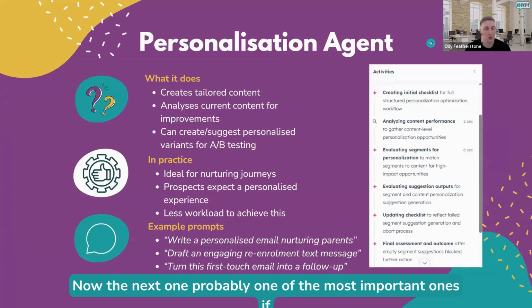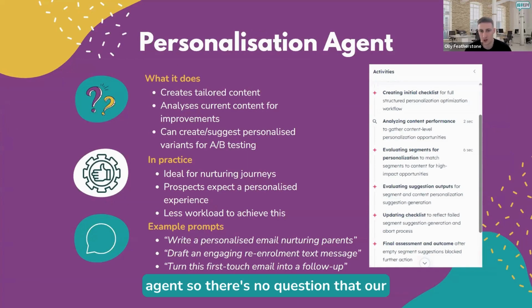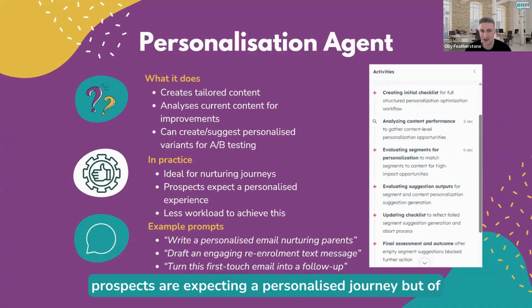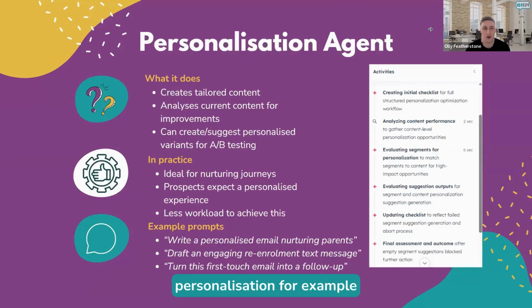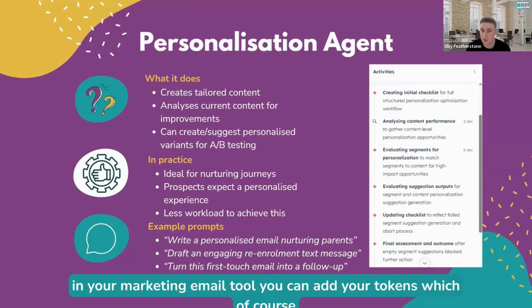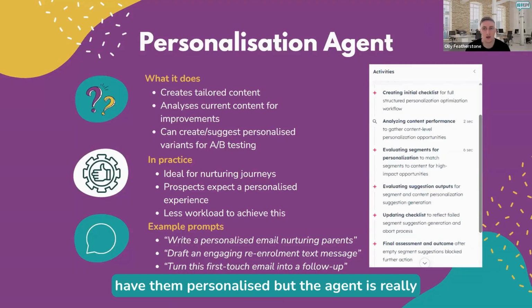Now, the next one, probably one of the most important ones if you're a marketer, is going to be the personalization agent. There's no question that our prospects are expecting a personalized journey, but of course, personalization is something that takes time if you're doing it manually. HubSpot does help in areas with that personalization. For example, in your marketing email tool, you can add your tokens, which means you can send large volumes of emails and still have them personalized.